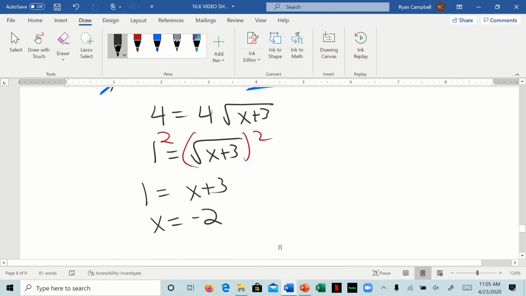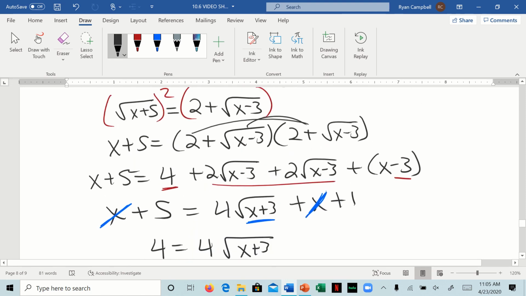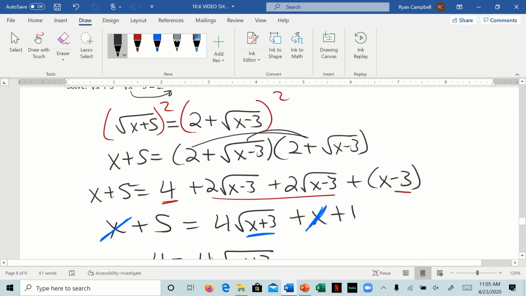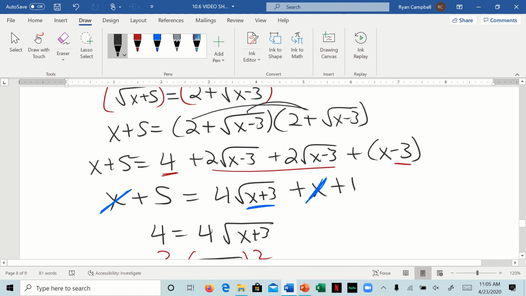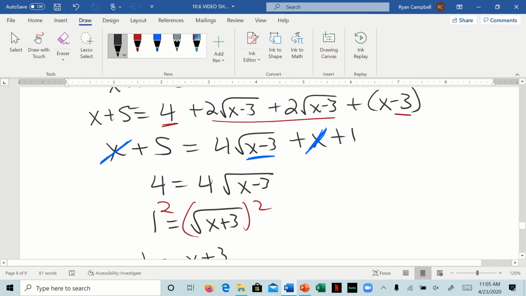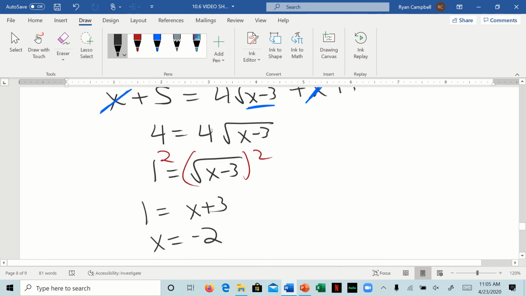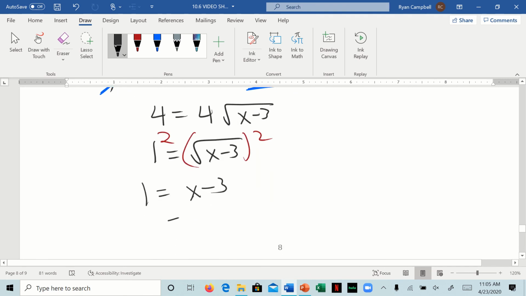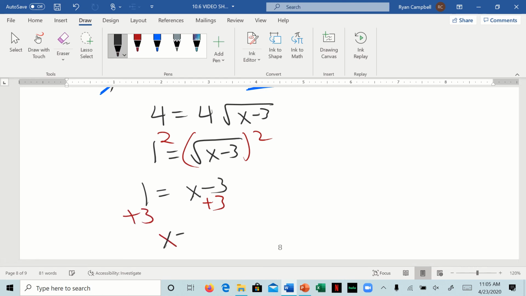Oh, sorry, hold on. Oh, it's supposed to be x minus 3. Yeah, sorry. I'm sure y'all saw that. Yeah, this doesn't just go from x minus 3 to x plus 3 magically. So this should be x minus 3. Excuse me. So then you add 3 to both sides. So then x is 4. Okay. There we go. I apologize. Hopefully y'all all caught that.